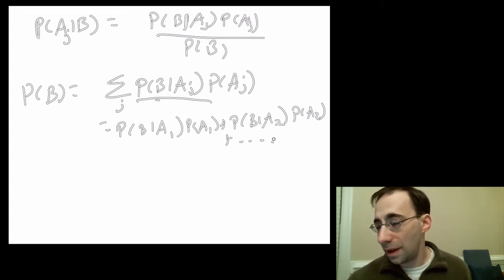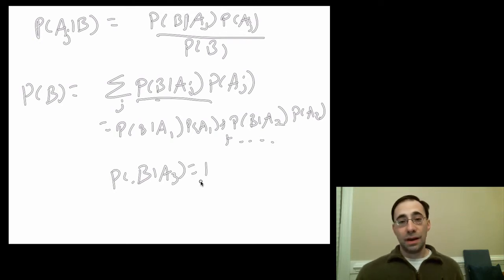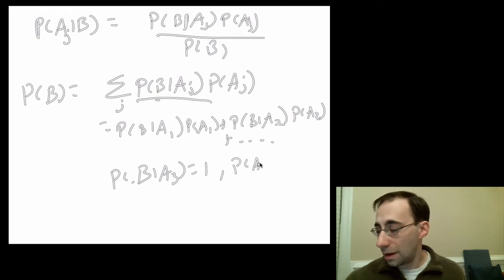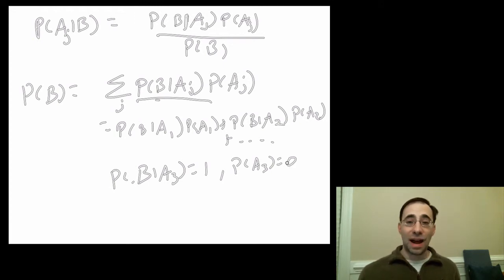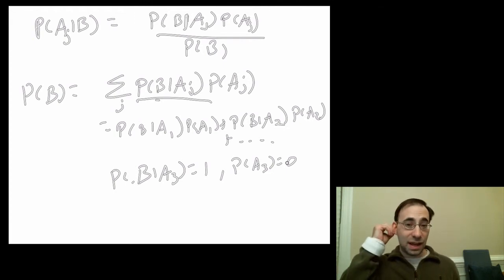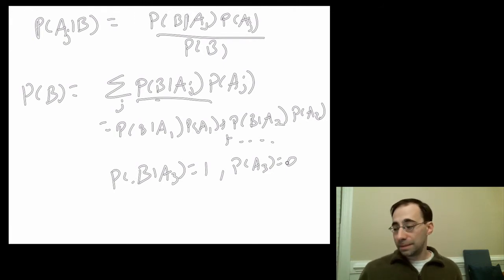So for instance, if you happen to have a situation in which that were 1, so maybe B is very likely to happen, except A3 never happened in the first place. That doesn't matter if B is guaranteed to happen after A3 happens, because A3 never happens. So you have to make sure to weight each one of these P(B given A)'s by the chance that A actually happens. So that is expansion.